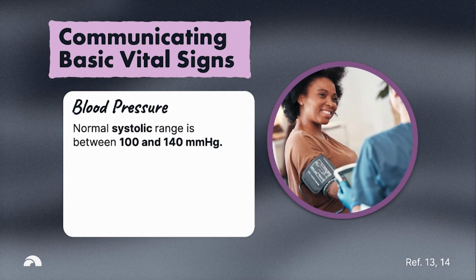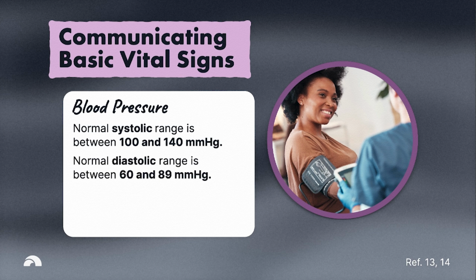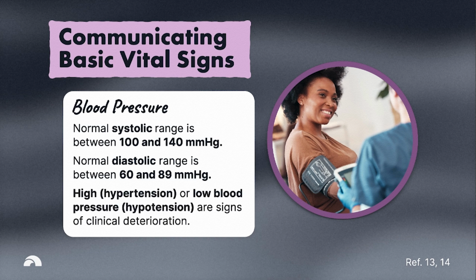A normal systolic range is between 100 and 140 mmHg, while a normal diastolic range is between 60 and 89 mmHg. High blood pressure, hypertension, or low blood pressure, hypotension, are signs of clinical deterioration and must be responded to appropriately by medical staff.